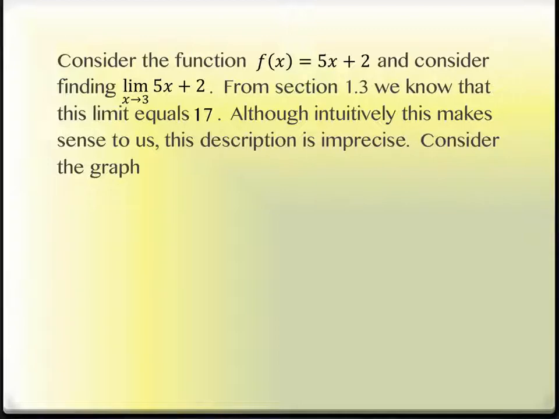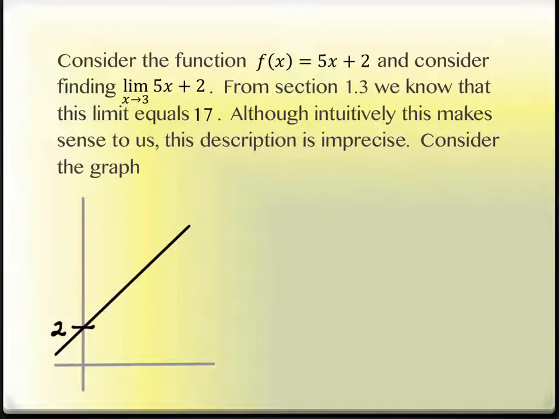Although intuitively this makes sense to us, the description is imprecise, and we're going to consider the graph. So let me show you what that's talking about. Let's take a look. You can graph it if you wish, or you can just rely on my graph of it. You know that this is a graph of a line because it's in the form y equals mx plus b. It says 5x plus 2, so it's a very steep line, and it's crossing the axis at 2. So we're going to call this 2 right here. And what we want to know is what happens over here at x equals 3.